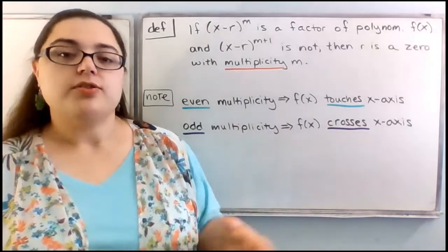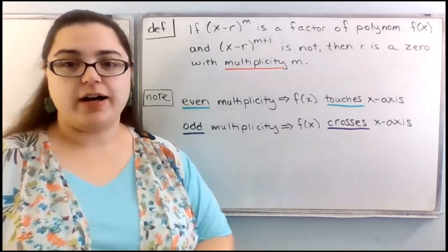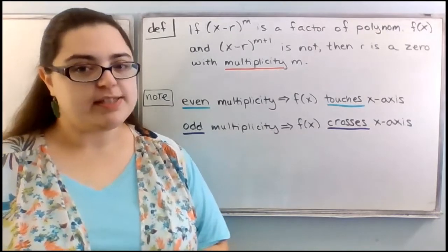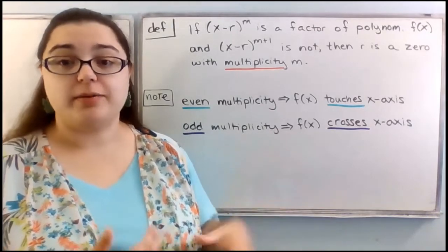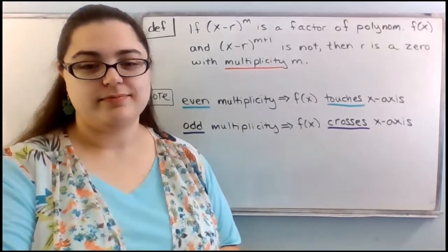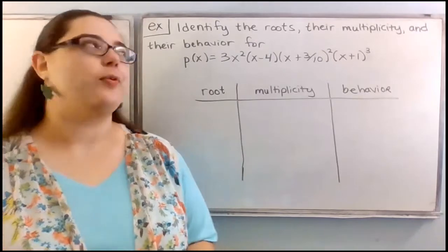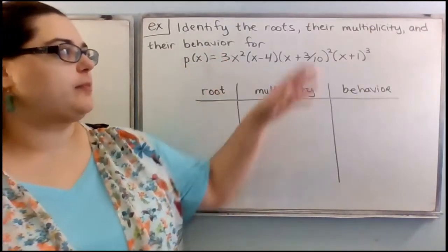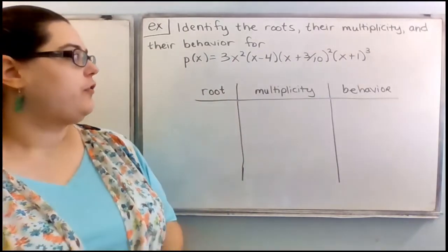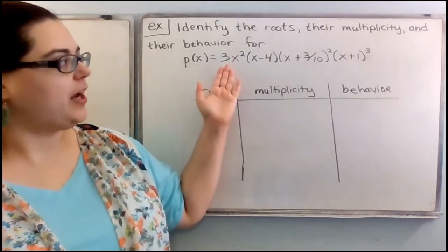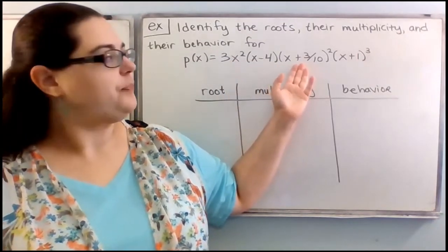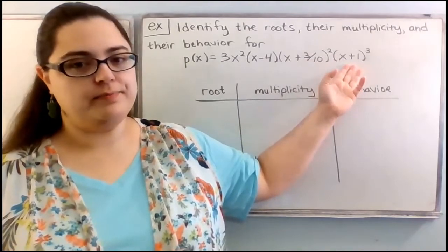So let's do an example of identifying the roots or the x-intercepts of a function, determining the multiplicity, and identifying the behavior, whether it will touch or cross at that intercept. For this example, we're going to identify the roots and the multiplicity of each root and the behavior of the function at each root for this polynomial function here, 3x squared, x minus 4, x plus 3/10 quantity squared, and x plus 1 quantity cubed.